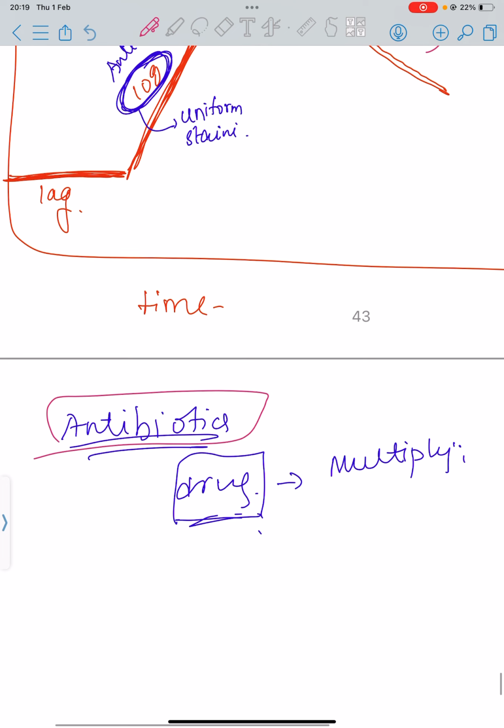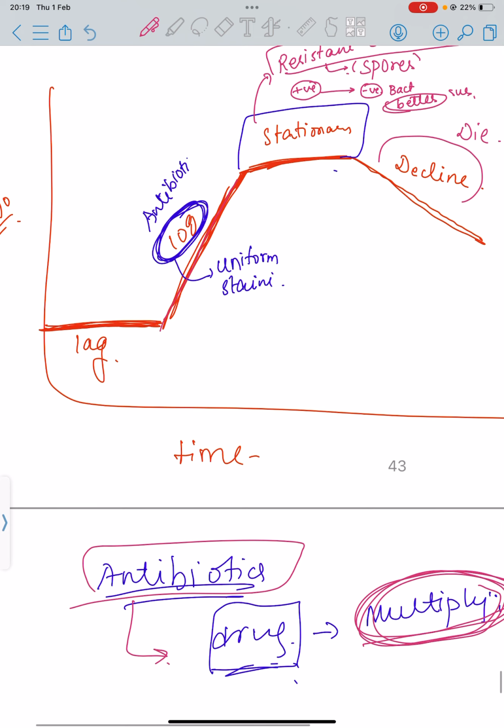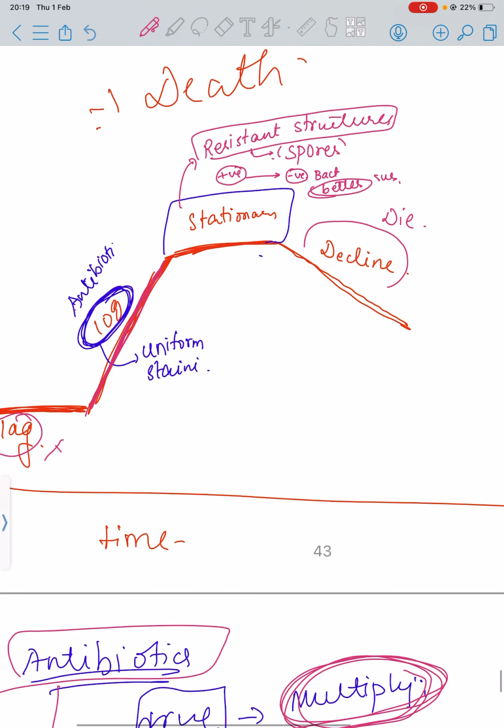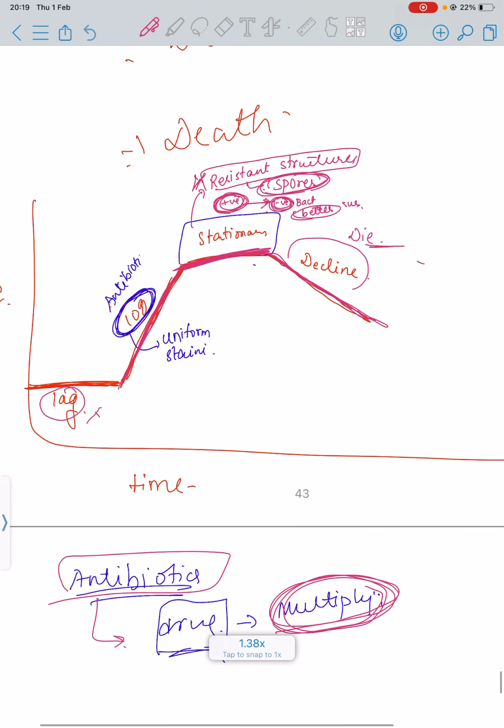Antibiotics, as I said, work more in the bacteria which are multiplying. So they work in the log phase. They do not work in the lag phase. Then, in the stationary phase, as the bacteria start dying, they realize that they need to form resistant structures. So they form spores. Also gram positive bacteria get converted to gram negative bacteria. I'll tell you the theory behind it in some minutes. Then in decline phase, the bacteria actually start dying. And this is how their growth is seen.